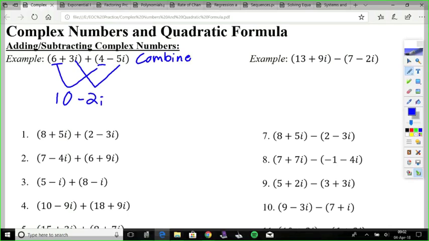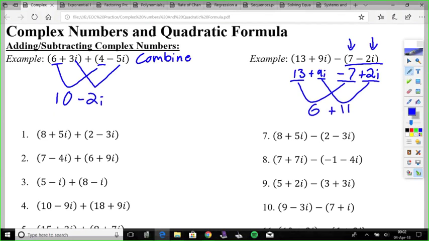That's adding them. Subtracting is pretty much the same thing, but a little bit different because you do have to be careful with that minus sign. So what I like to do is go ahead and change the signs on both things that I'm subtracting. So I'm subtracting 7, so it's minus 7, and I'm subtracting negative 2i, so it becomes plus 2i. So essentially, it just changes the signs of all these values after the minus sign. And then I'll combine like terms basically like I did the first time. 13 minus 7 is 6, and 9i plus 2i is 11i. All right? So you'll do that for all of those.